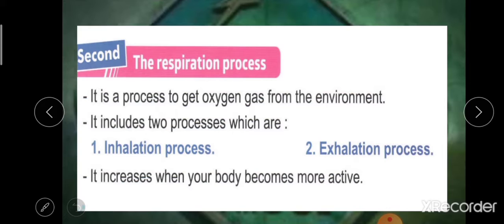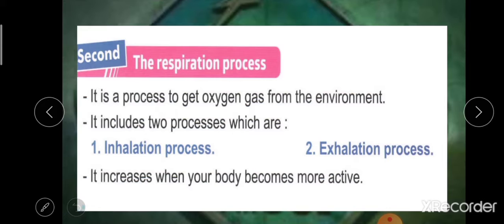Now, respire or breathe. What do you notice? You notice that first you take air inside your lungs. In this case, your rib cage moves upwards. This is called the inhalation process. After that, what happens? The air is expelled out of your lungs, and the rib cage moves downward, and we remove carbon dioxide gas. So it's called the exhalation process.